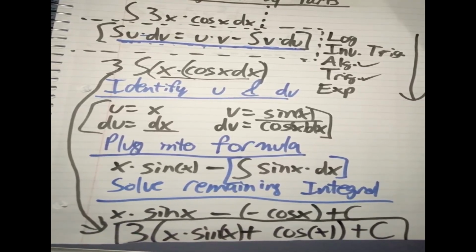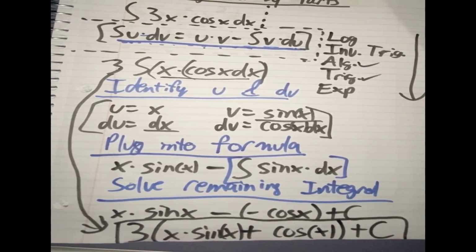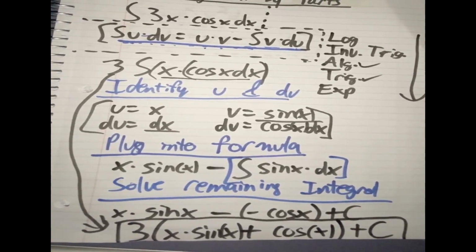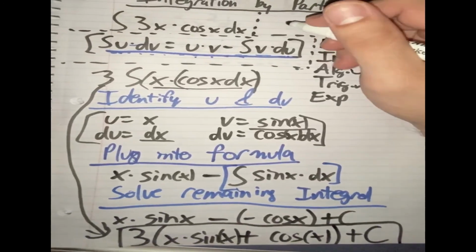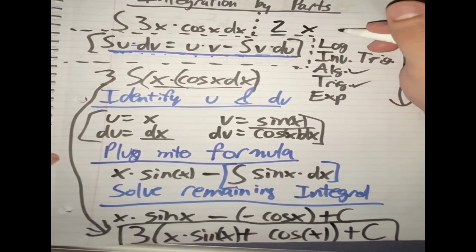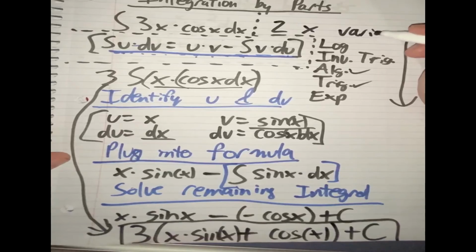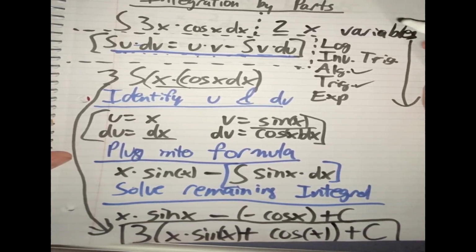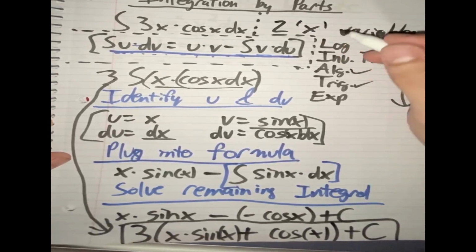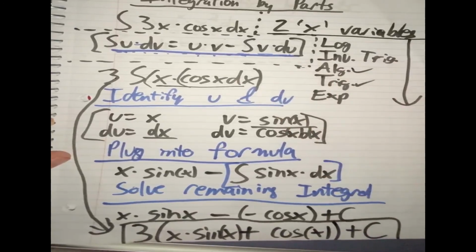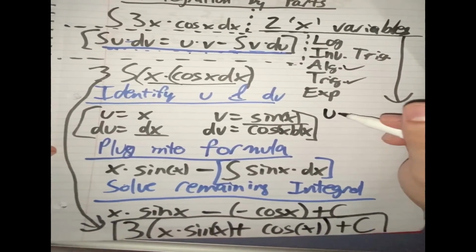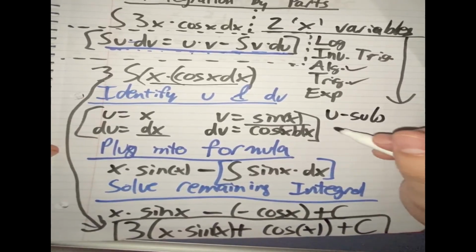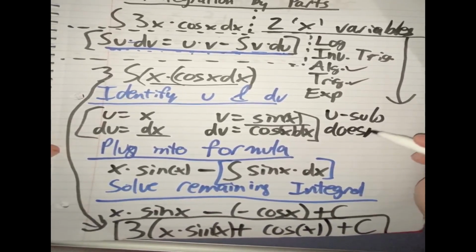So in retrospect, for integration by parts, the first step is we recognize it's integration by parts by recognizing that we have two x variables, and that u substitution does not work. So I'm just going to write down here: u sub doesn't work.